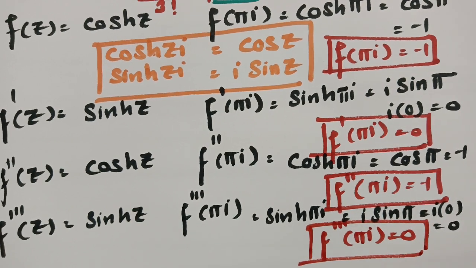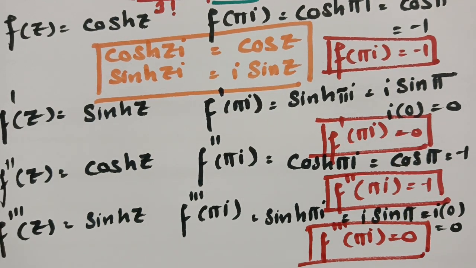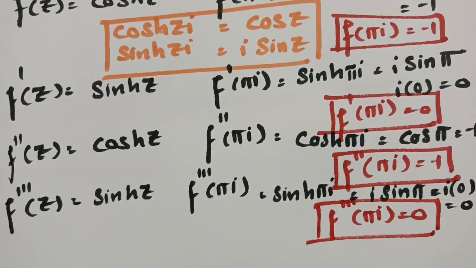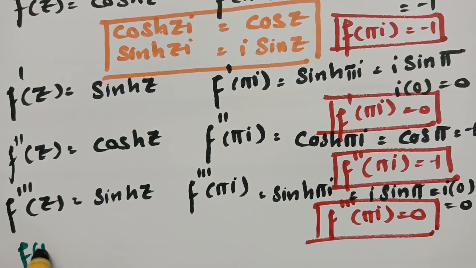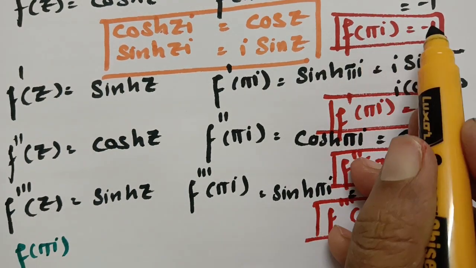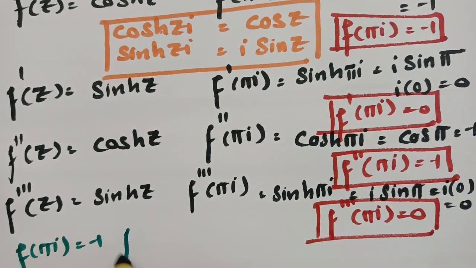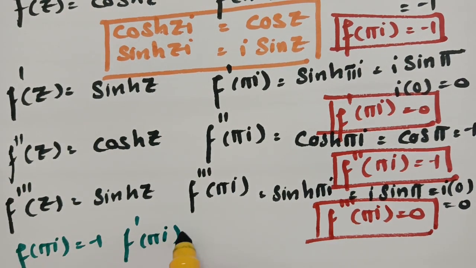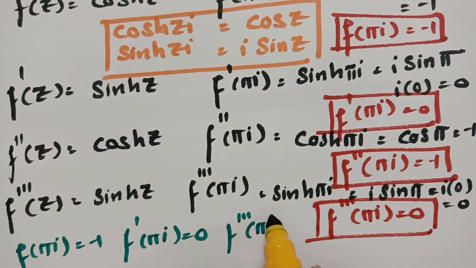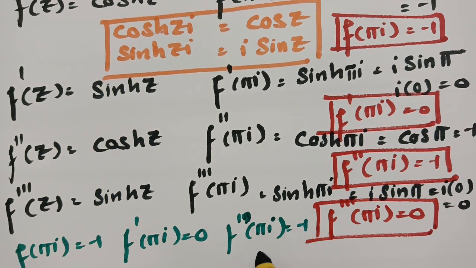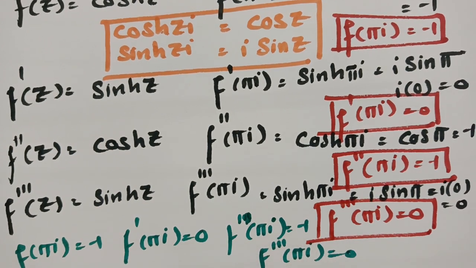So we got these values, and if you keep on calculating, we'll be getting some more, but these are enough. First, f of pi i is negative, f dash of pi i is 0, f double dash of pi i is negative, and f triple dash of pi i is 0. So what is this Taylor's series expansion?